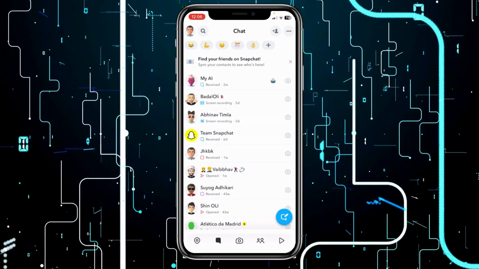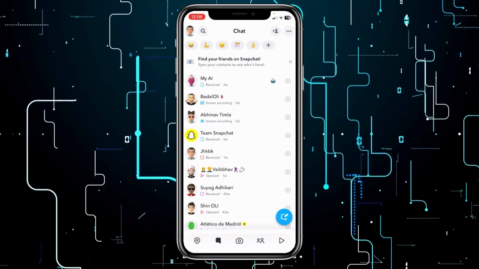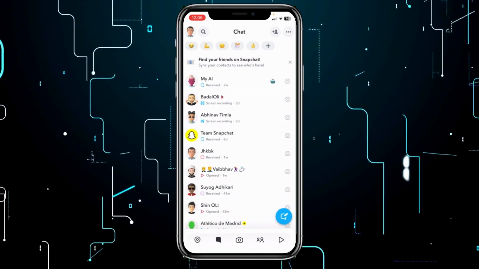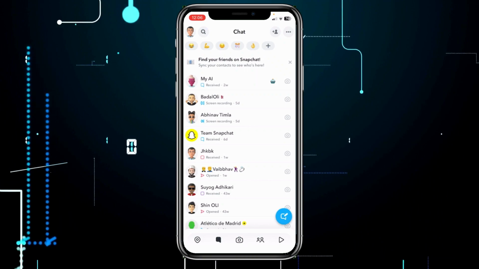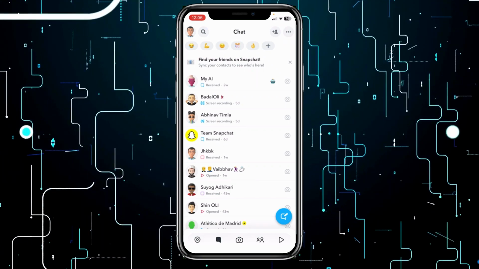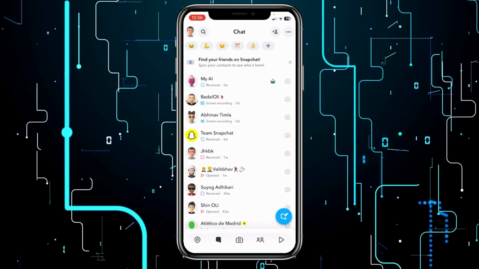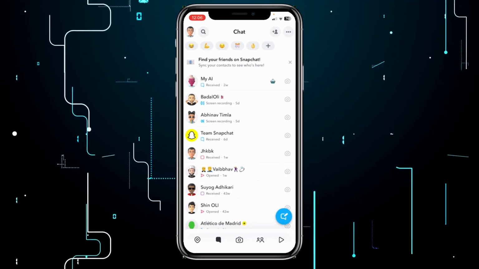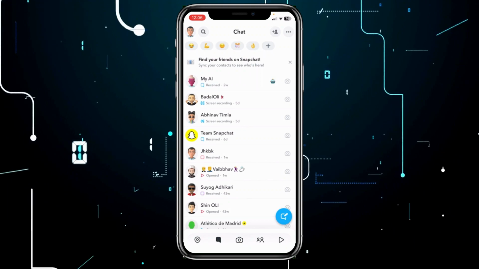I have less than 100 friends on Snapchat, which means I can add more friends. But if your friend list on Snapchat is at 6,000 and you want to add more people, you cannot. That is basically what the friend limit is. So try to look into your friend list and see if you have 6,000 friends or not.